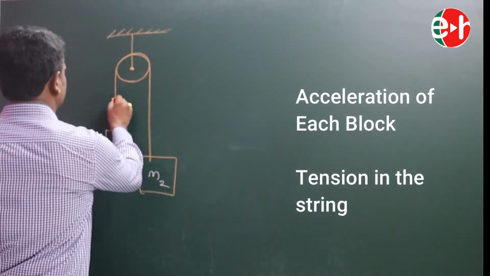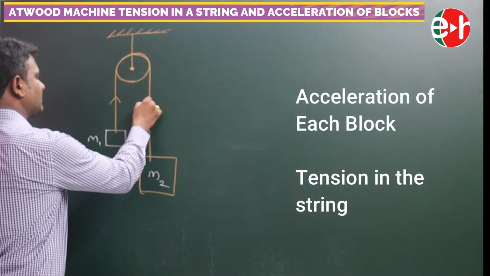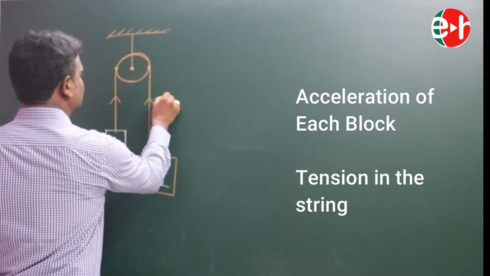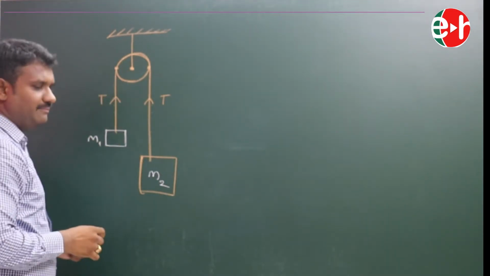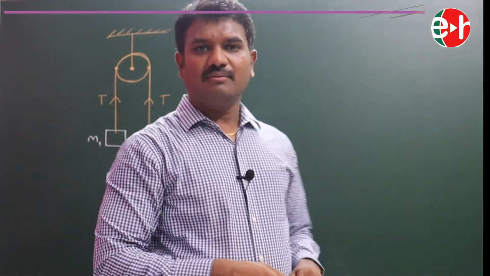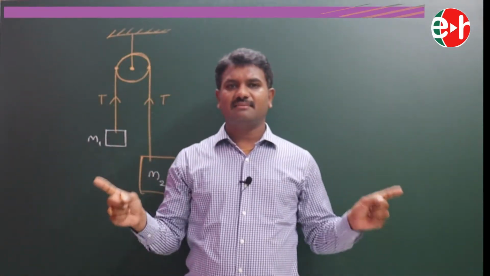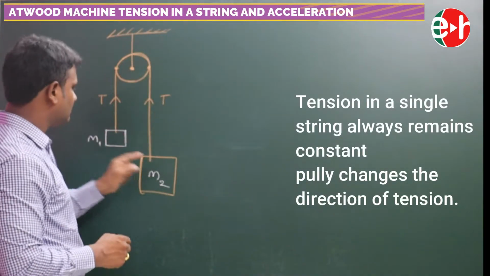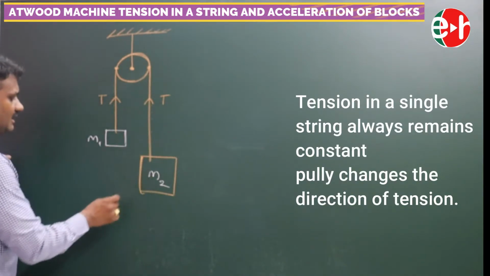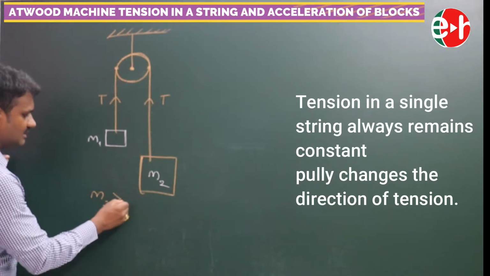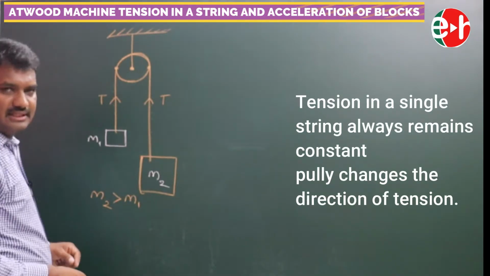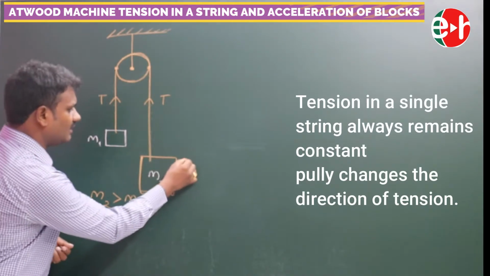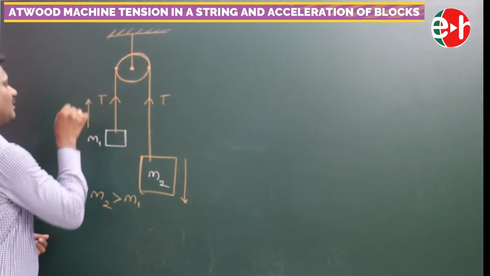Now let us see. Here the tension always acts towards the fixed point. This is a tension T, this is the tension T. And you have to remember one more thing: the tension in a single string always remains constant. So as it is a single string, tension always remains constant. Here it is very clear that given M2 is greater than M1. Obviously what happens? M2 moves downwards, M1 moves upwards.